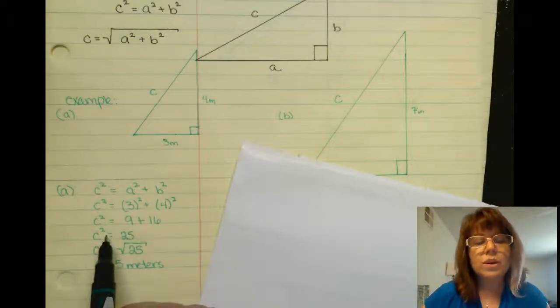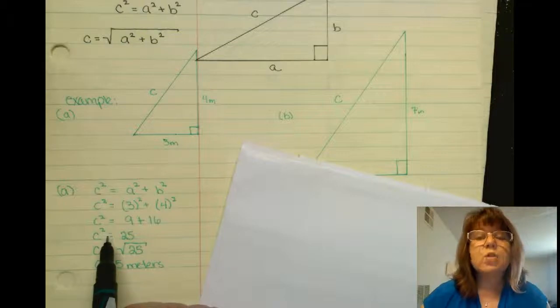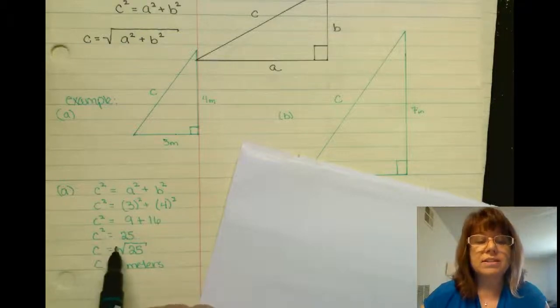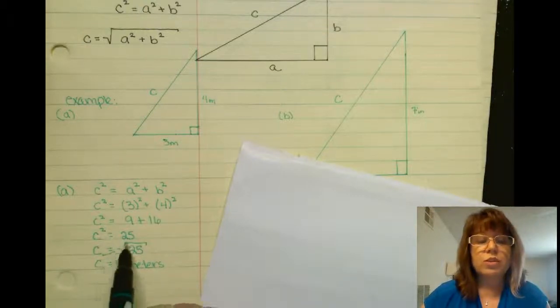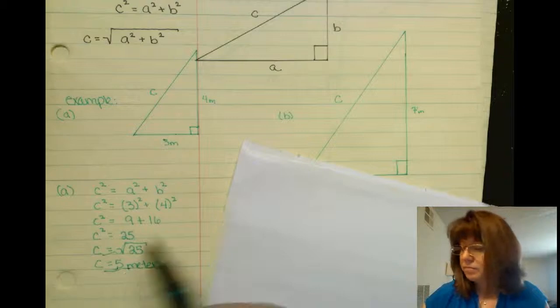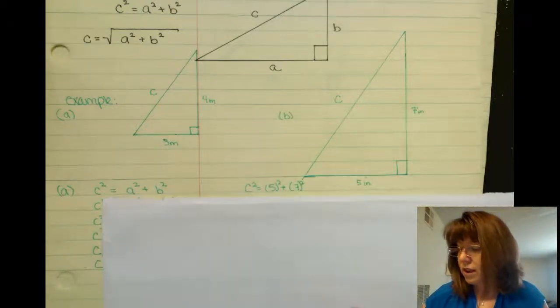But that's what C squared equals. So I want to take the square root of both sides. Once I take the square root of C squared, that leaves me with C. And the square root of 25 is 5. So C equals 5 meters. Okay, let's try another triangle.